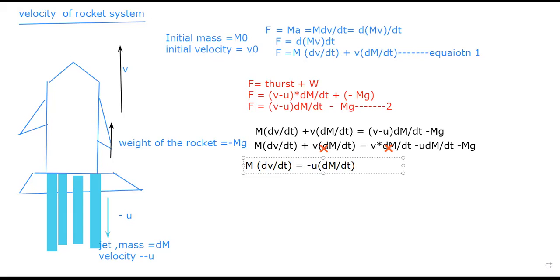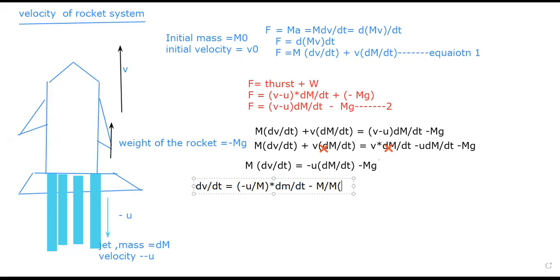And the next term is minus mg. Now we take this m value to the right side, and you will have dv by dt left over here, which is equals to minus u by m multiplied by dm by dt, minus already m in the numerator divided by m.